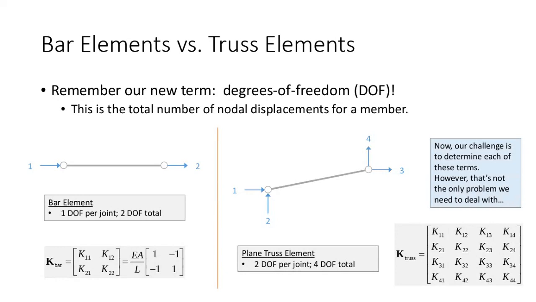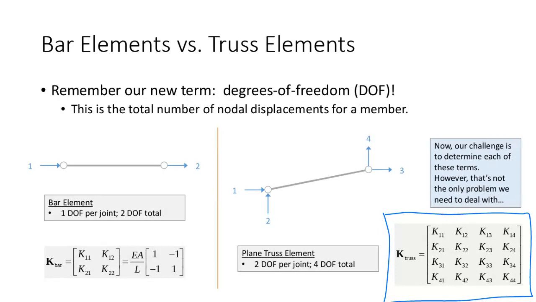This is what we got for the stiffness matrix for a bar element. It was just this right there, and it was just EA over L, EA over L's, because those were the stiffness terms. Now, for the truss element, it's going to be 4 by 4. And so ultimately, we're going to need to figure this out. It's going to be a little surprising how we get this in the end, but obviously our challenge is to see if we can fill in each of those terms, but that's not the only problem we have to deal with.